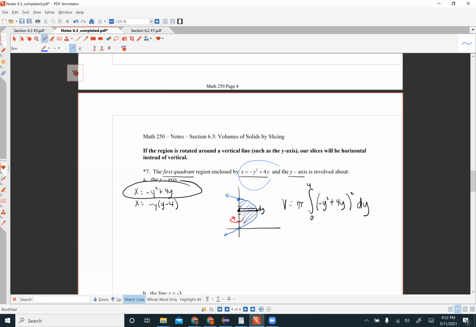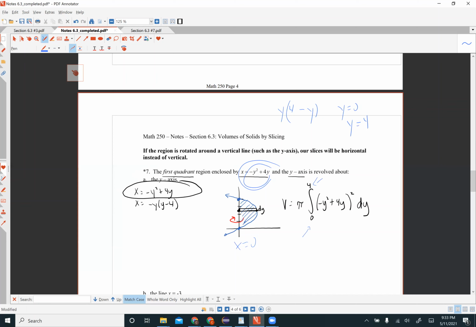Again, you're going to have to find the points of intersection. When is x equal to 0? Because this is the line x equals 0. So you want to know where it intercepts the y-axis. You'd have to solve minus y squared plus 4 equals 0. Is that right? And so you get y equals 0 and y equals 4. So your limits of integration are from 0 to 4.